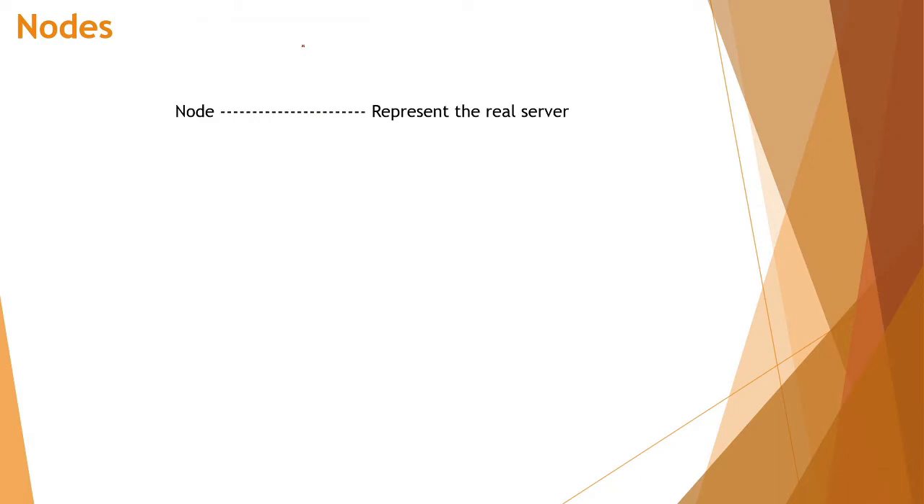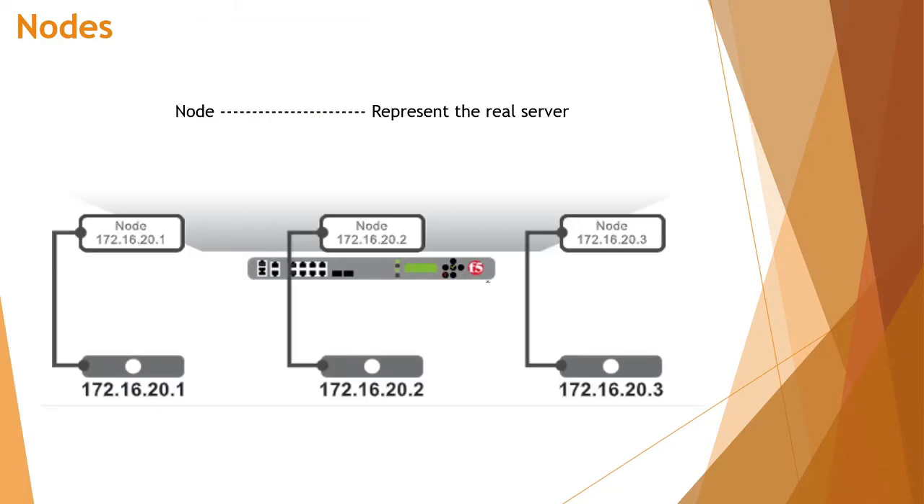What is a node? A node is a real server. It represents the real server. So when you configure the BIG-IP device, if we configure the real server, it is called a node.